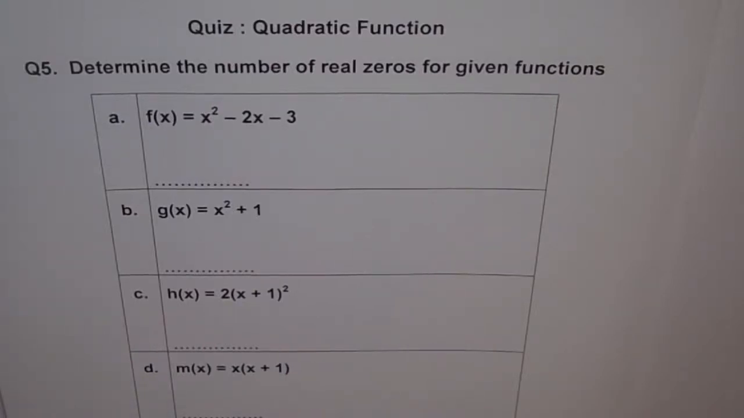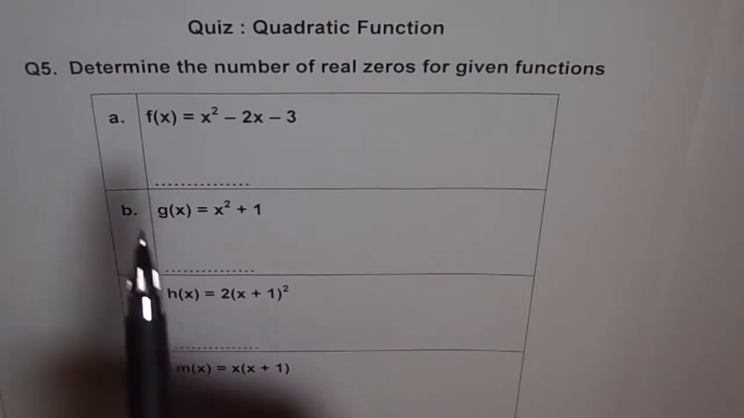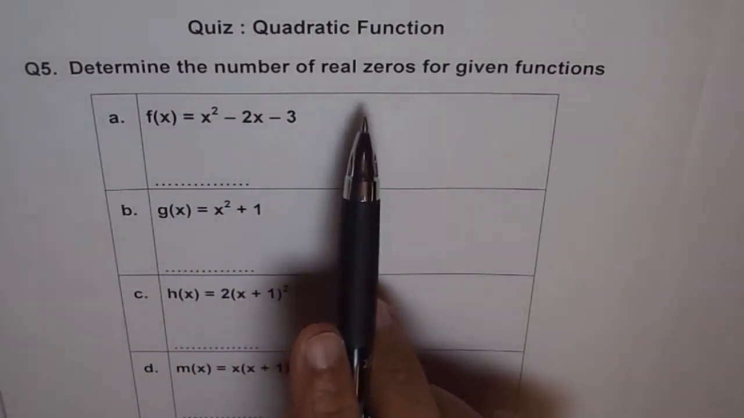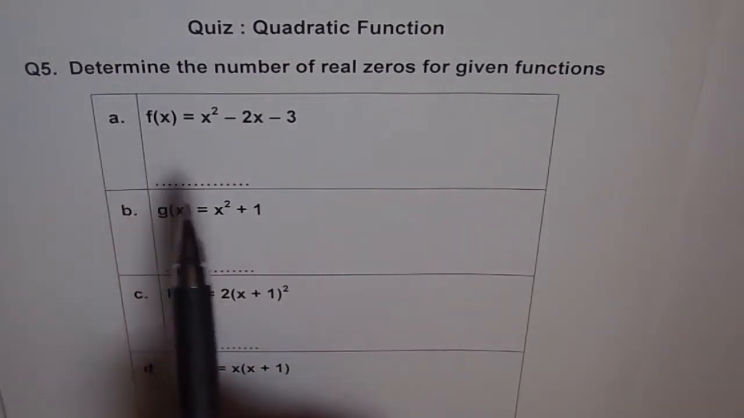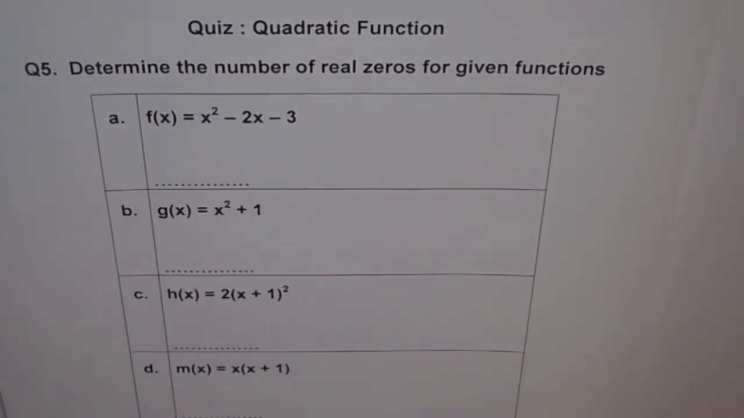Here is question 5 of our quiz on quadratic functions. It says determine the number of real zeros for given functions. Function 1 is given in standard form. f(x) is x squared minus 2x minus 3.